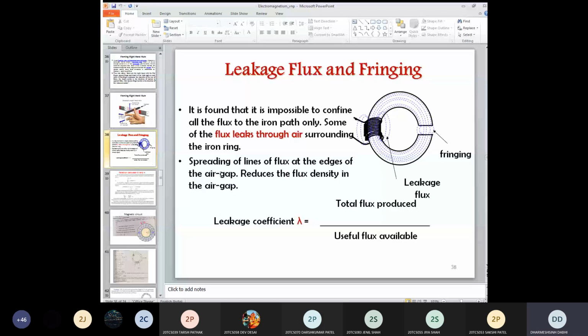Yes, now these are the next new terms. We have seen leakage flux and fringing. So what is the leakage flux?